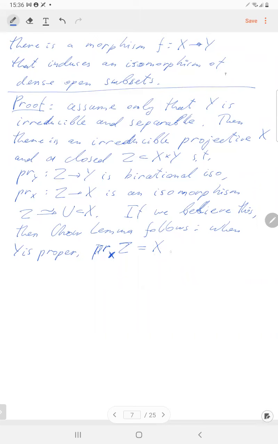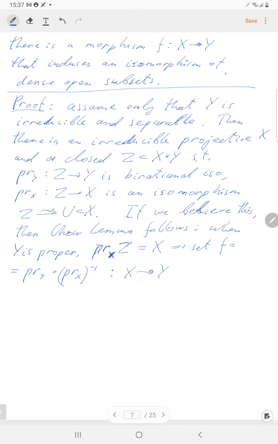And now we set f to be the composition of the projection to y with the inverse of the projection to x. Okay, and this is from x to y. This is what we want.